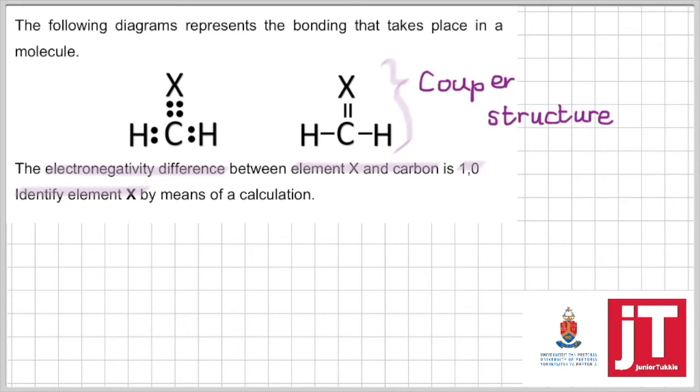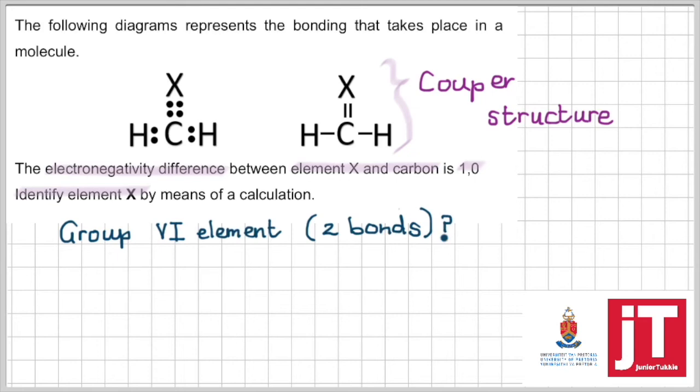Taking a look at the Couper structure or even the Lewis diagram, you will notice that between carbon and element X, we have a double bond. This tells us that element X, which is only bonded to carbon, is only able to make 2 bonds. I'd like to remind you that it is the group 6 elements that are able to make 2 bonds, and only 2 bonds, because they have a valency of 2. So we have some idea that element X is probably a group 6 element.